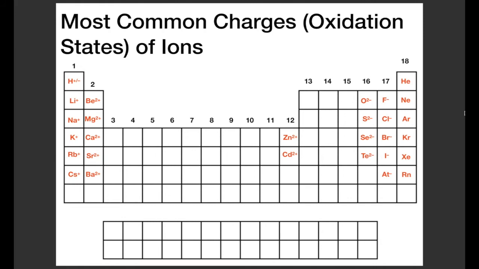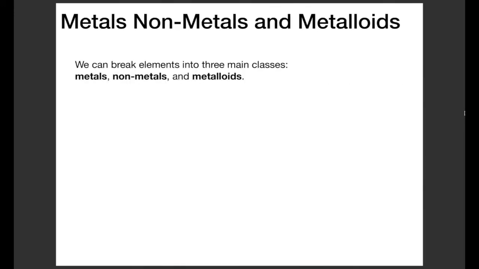Zinc and cadmium tend to form +2 charges. Boron and aluminum have a tendency to form +3 charges, while nitrogen in its ionic form has a tendency to form a -3 charge. Before we talk about compounds, we need to define metals, nonmetals, and metalloids.